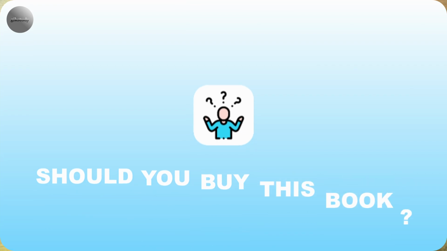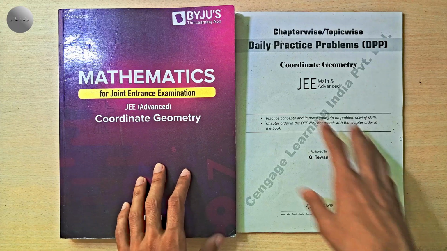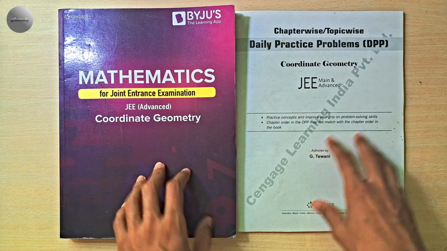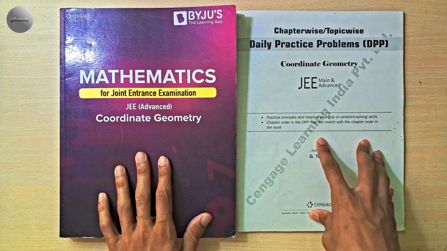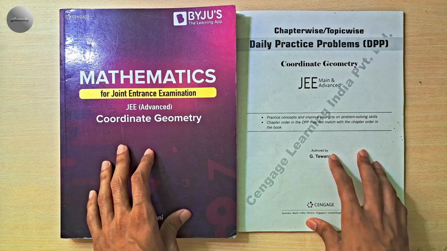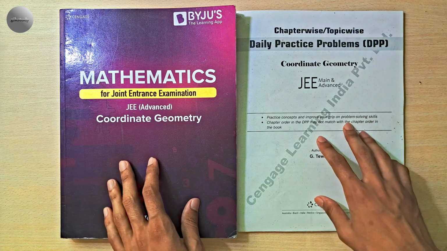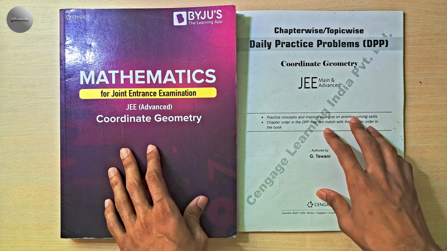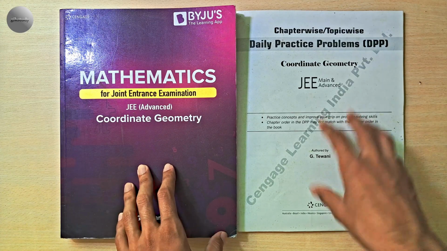Now the question is, who should study this book? Students with a solid foundation in coordinate geometry should solve this book. Also, self-study aspirants aiming for top JEE ranks should solve this book. Beginners should combine this book with coaching or simpler guides. Cengage Coordinate Geometry is a well-structured, comprehensive resource. It demands dedication but rewards serious aspirants with improved skills and also some good ranks.